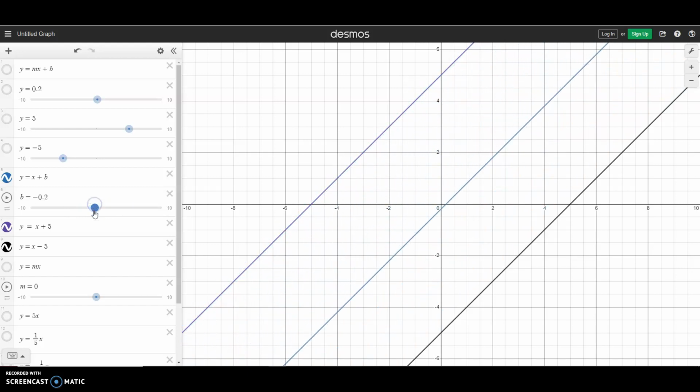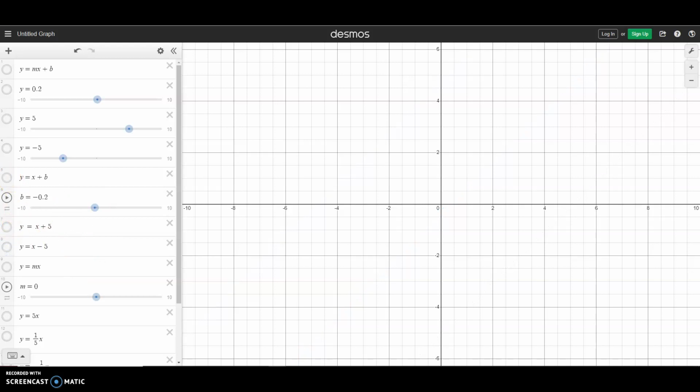So thinking back to equation 1, how would you describe the relationship between equations 7 and 8, or y equals x plus 5 and y equals x minus 5? For question number 3, for the two prior cases, I varied the value of b. So how does changing b change the graph of a linear equation?